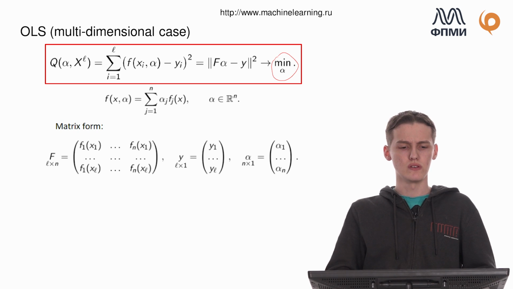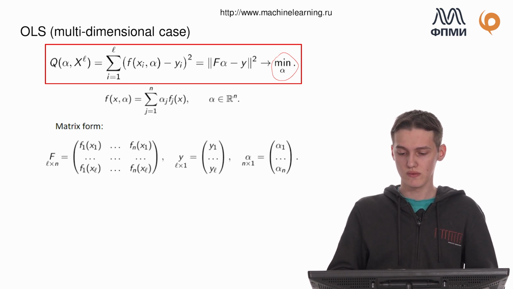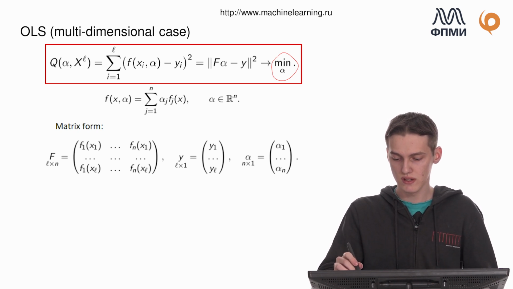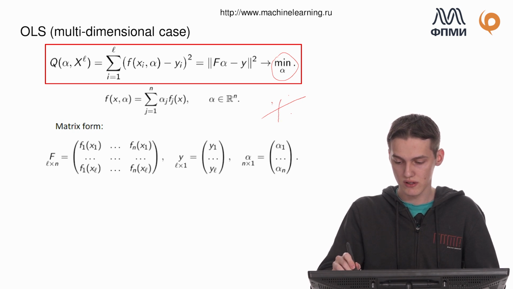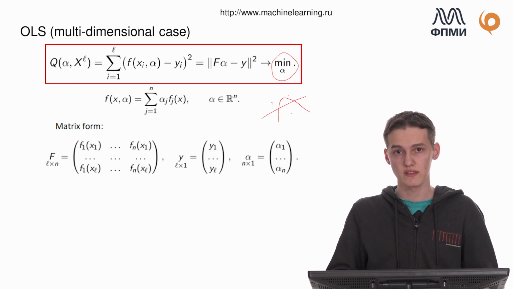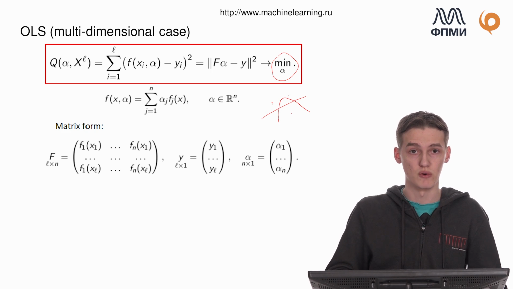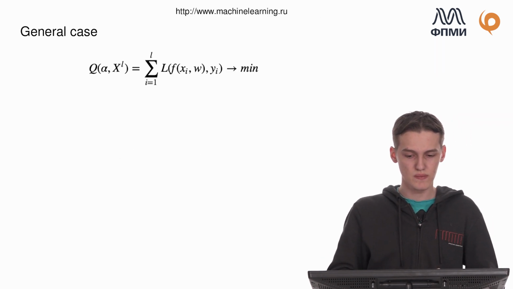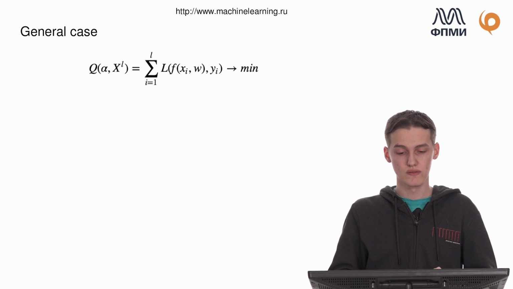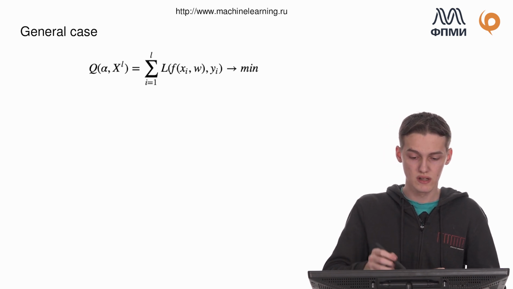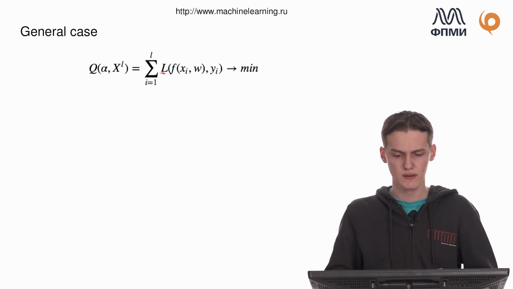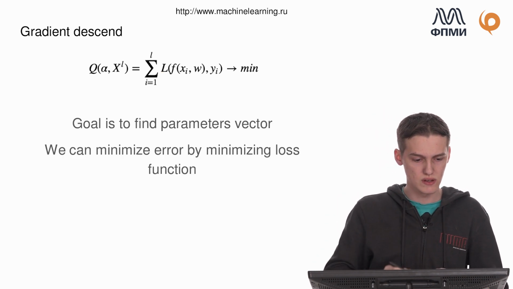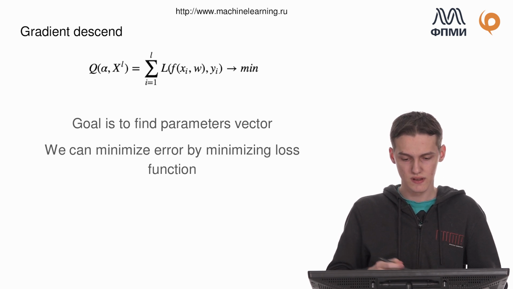But what if we need a more general case? We don't want to just divide our data set with a line. What if our pattern is more complex? That's where we need something more powerful. So, general case. Our goal is to minimize some loss function, not just squared error. And here comes gradient descent.